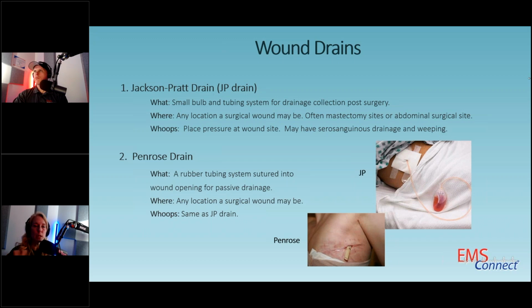There's going to be a bigger issue going on than the drain getting pulled out as to why your patient needs to go back to the hospital. Something bigger is probably going on, and they can reinsert the drain once you get to the hospital.